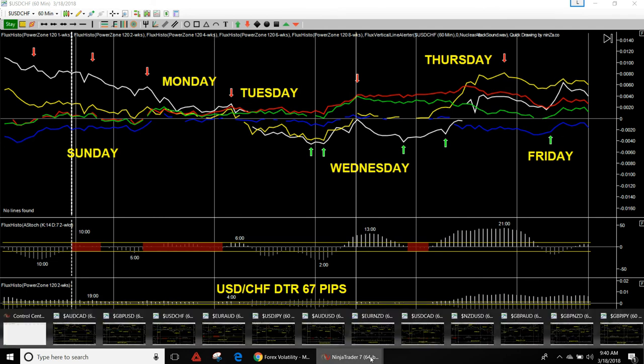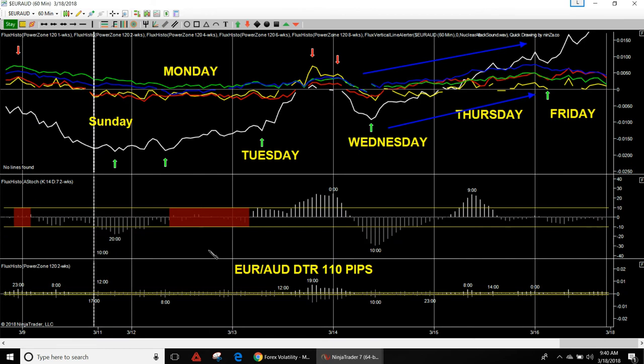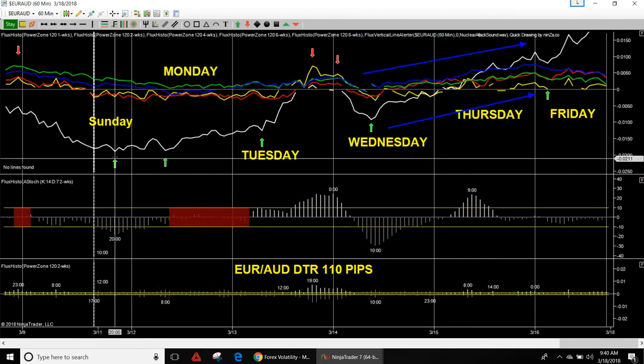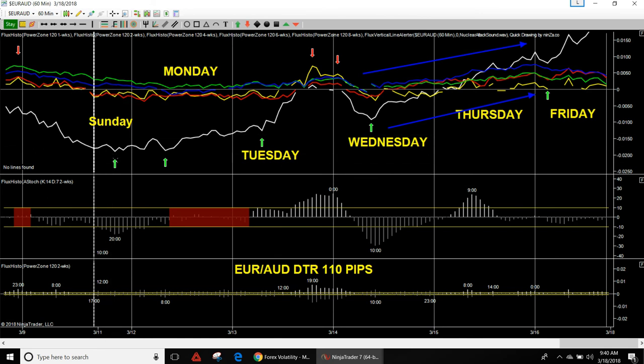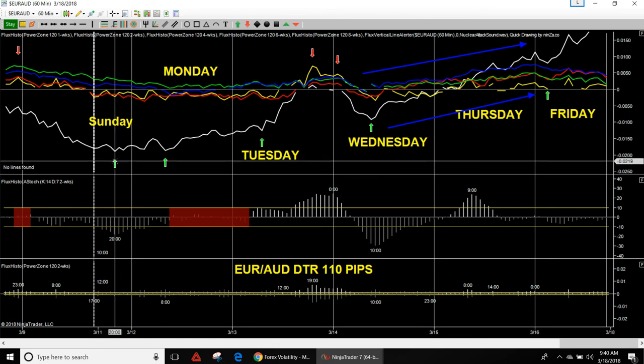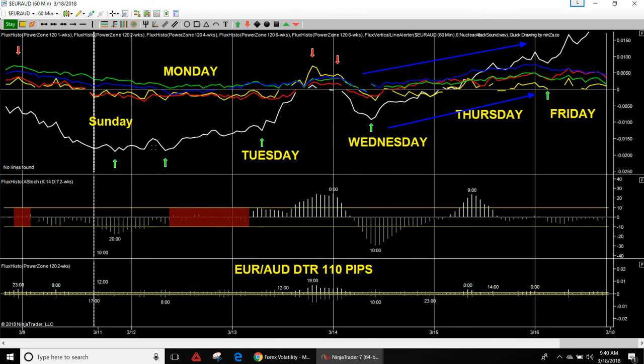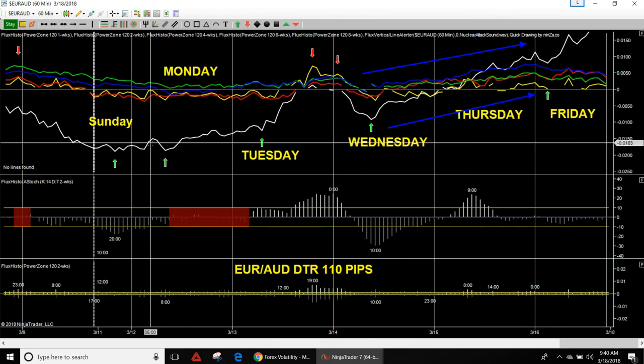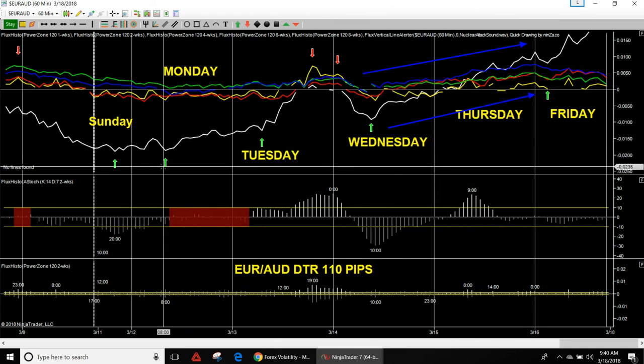Next up is going to be the Euro Australian. Went to the north big time. Euro Australian. Okay, Sunday coming in here. Look for a buy opportunity at 8 p.m. It's going to go up. It's going to get a pullback here at 5 a.m. in the morning. So just watch out for that.